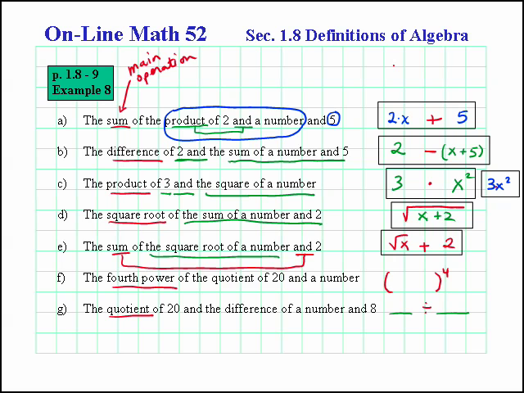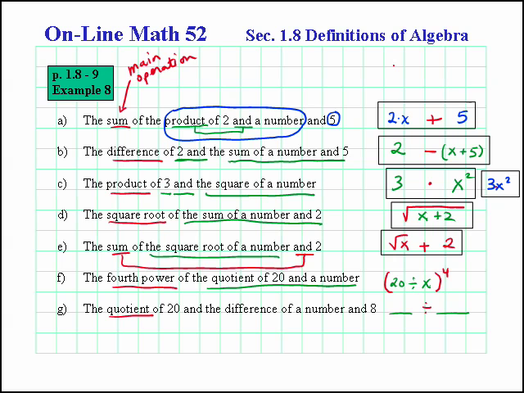So what goes inside those parentheses? The quotient of 20 and a number. 20 divided by x, quantity we say, to the fourth power. Or the fourth power of 20 divided by x. Or the fourth power of the quotient of 20 and x, and a number.